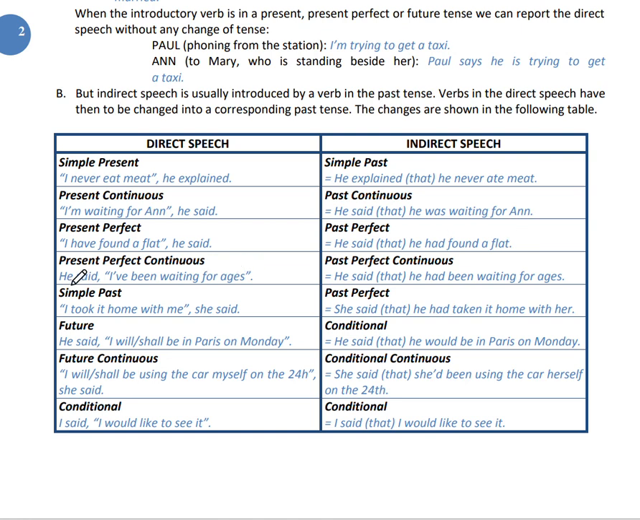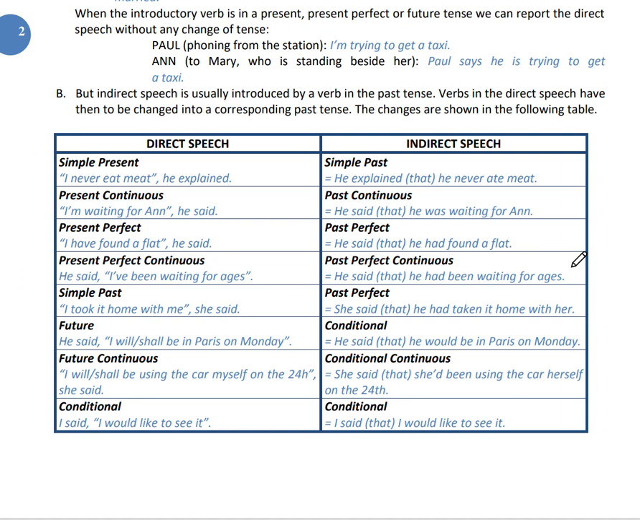Great. And present perfect continuous. He said, "I have been waiting for ages." As present perfect continuous, it becomes past perfect continuous. He said that he had been waiting for ages. Great. Now, simple past: "I took it home with me," he said, and it becomes past perfect. She said that he had taken it home with her.